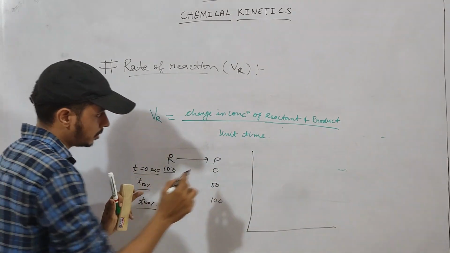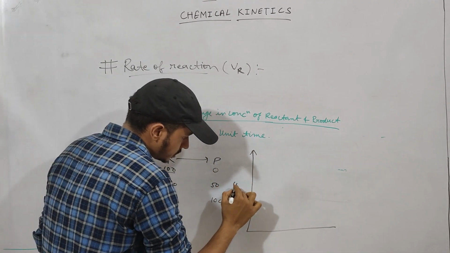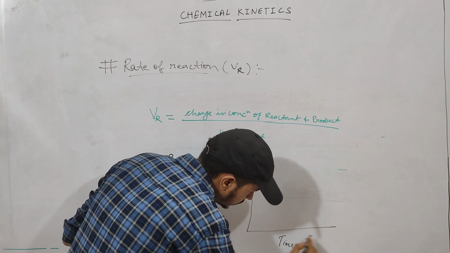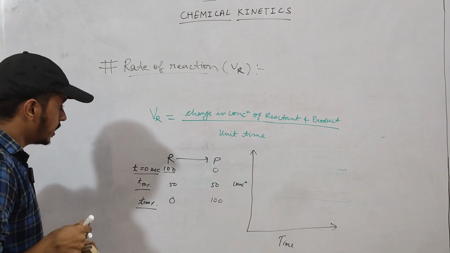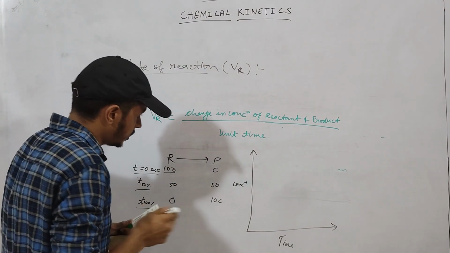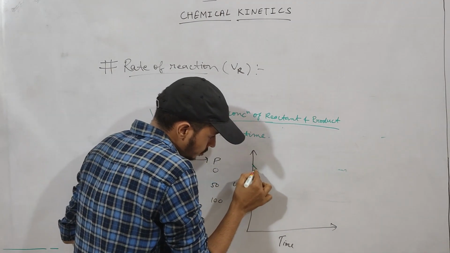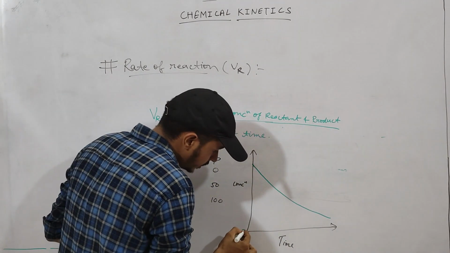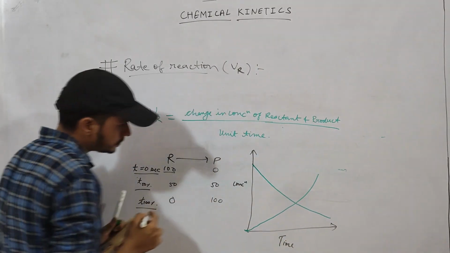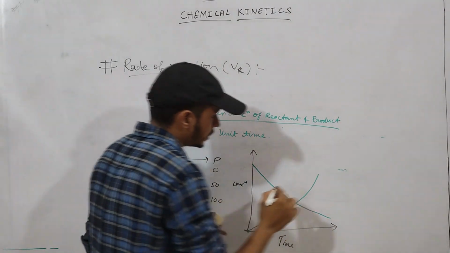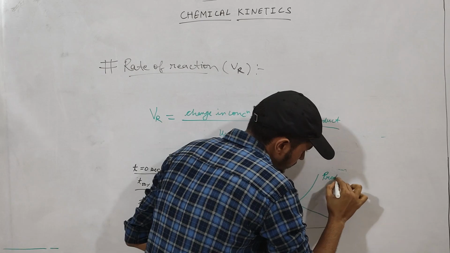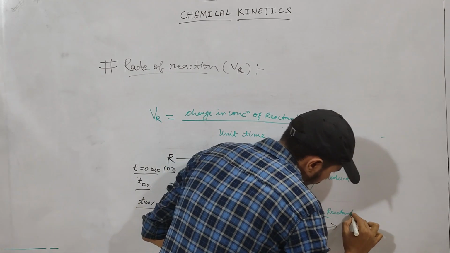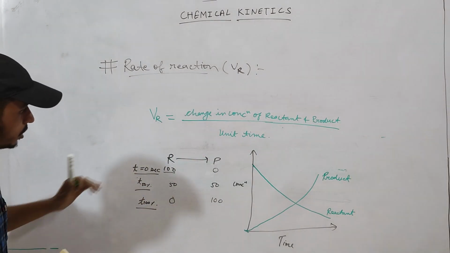Let's see a graph about it. It is concentration and it is time. So we will see how the concentration of reactant decreases. Concentration of reactant decreases with increase in time, and the concentration of product increases with increase in time. It's the basic intro of how the reactant and product convert into each other.